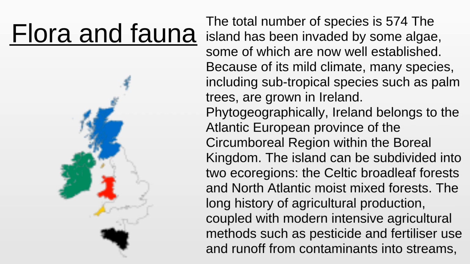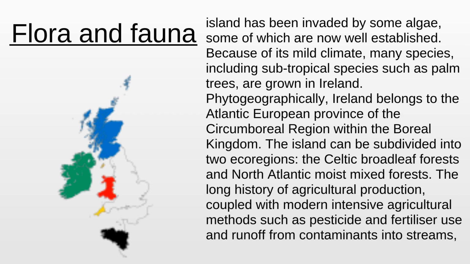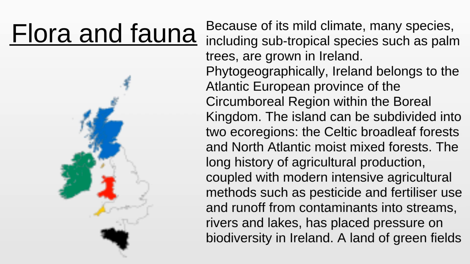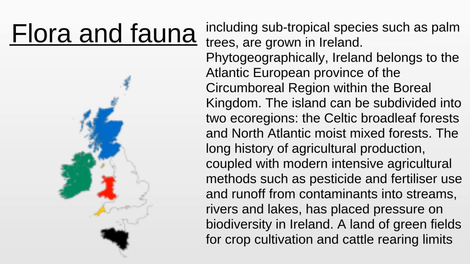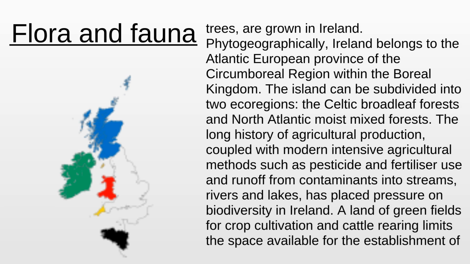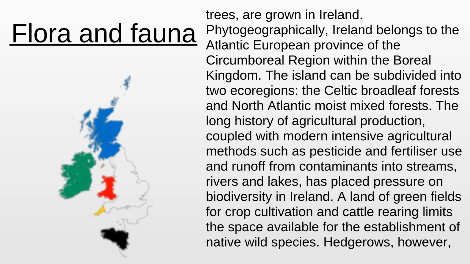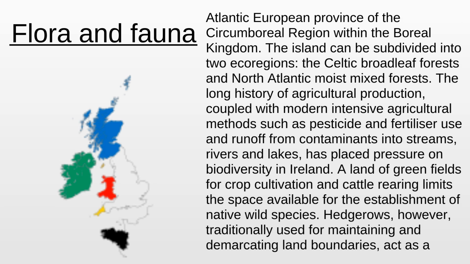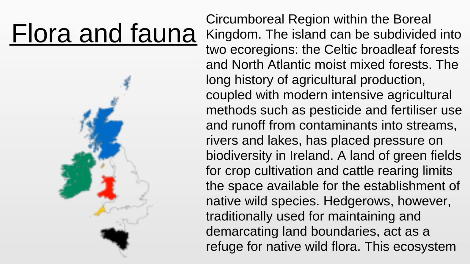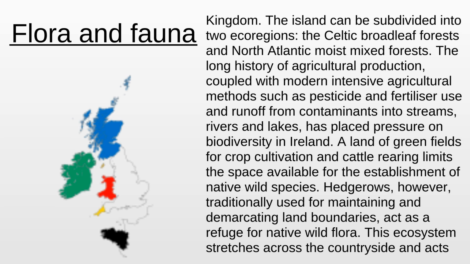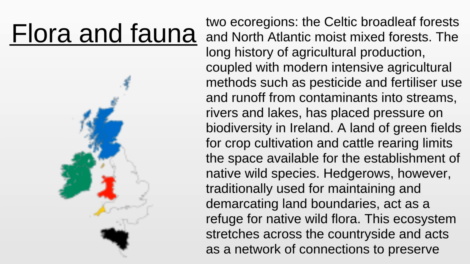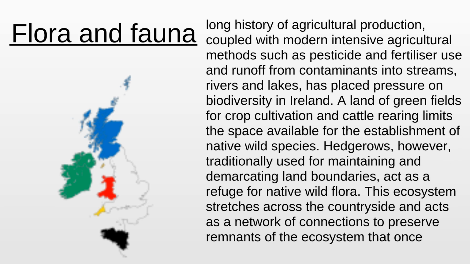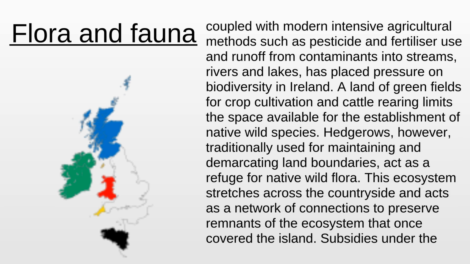The algal and seaweed flora is that of the cold-temperate variety. The total number of species is 574. The island has been invaded by some algae, some of which are now well established. Because of its mild climate, many species, including subtropical species such as palm trees, are grown in Ireland. Phytogeographically, Ireland belongs to the Atlantic European province of the Circumboreal region within the Boreal Kingdom. The island can be subdivided into two ecoregions, the Celtic broadleaf forests and North Atlantic moist mixed forests.